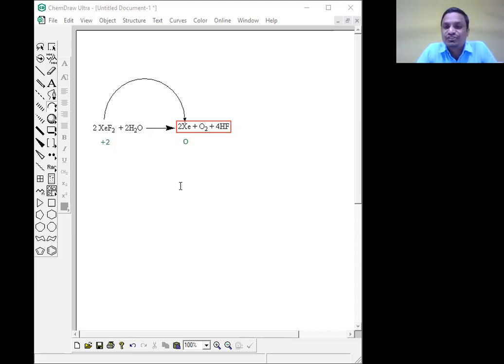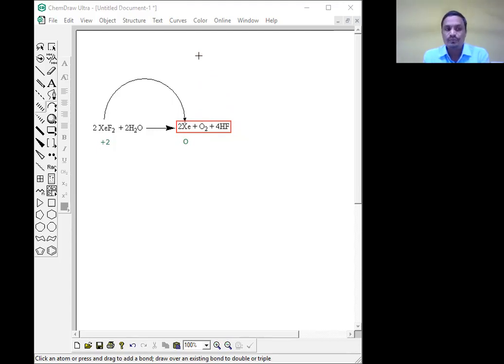Therefore, this reaction is not a disproportionation reaction. It would be disproportionation if another product of xenon were obtained, but otherwise not. Therefore, the given statement, disproportionation reaction takes place for the hydrolysis of xenon difluoride, is a wrong, not correct statement.